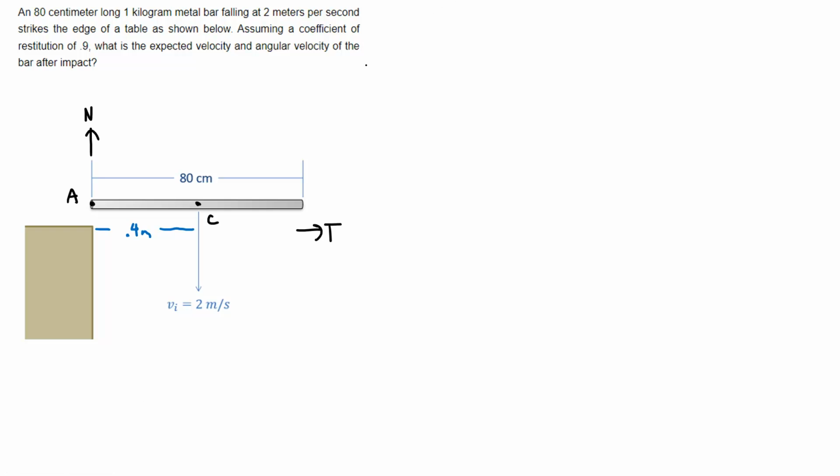And then finally, we're going to define our initial conditions. So our initial velocities are all known for the bar. Looking at point C, the initial velocity of point C in the normal direction is going to be negative 2 meters per second. The initial velocity in the tangential direction, VCTi, is 0, and the initial angular velocity, omega i, is also 0.